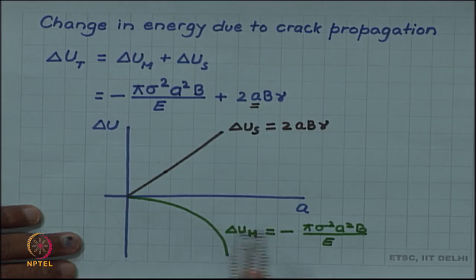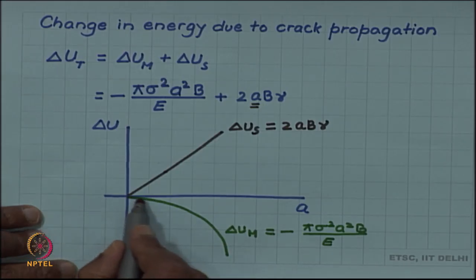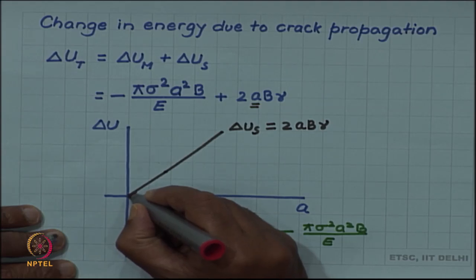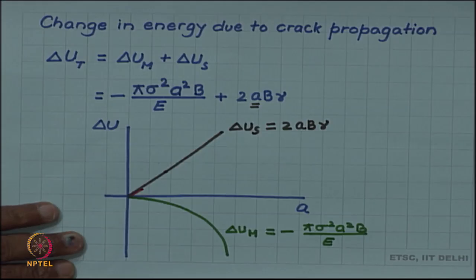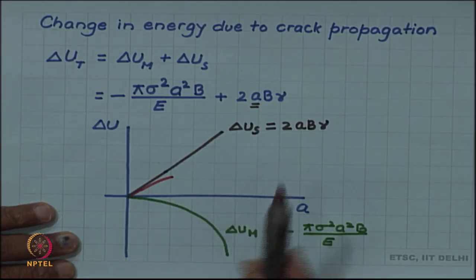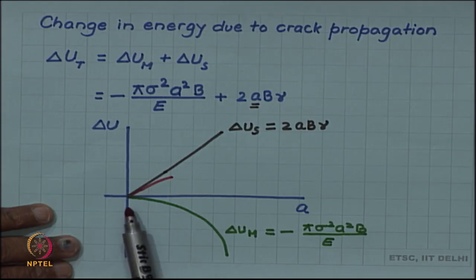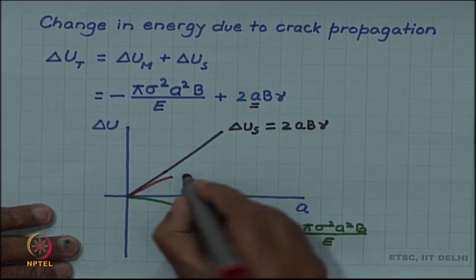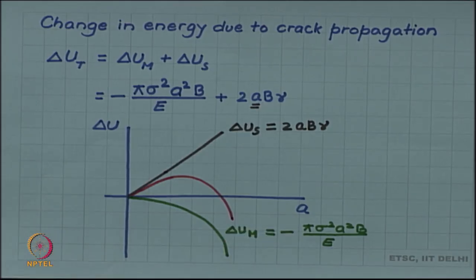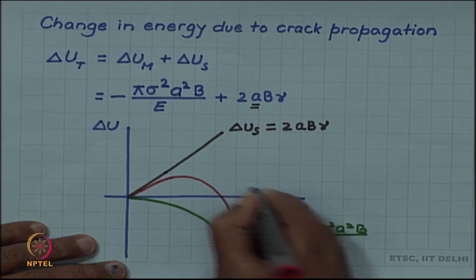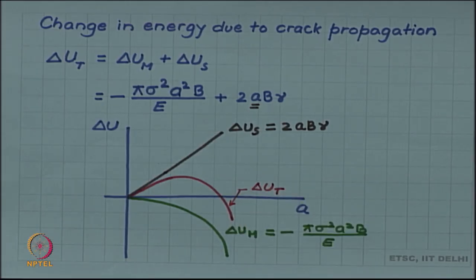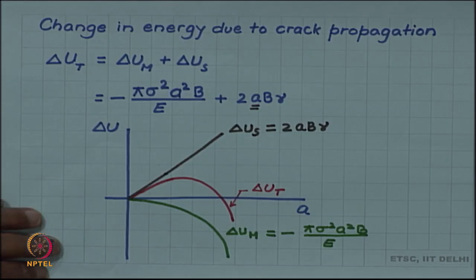You can see near the origin delta U m is very small because the slope is 0, whereas delta U s is of constant slope. So, initially the total will have a slope equal to that of delta U s, but gradually you can see that although delta U s is increasing with constant slope, delta U m is decreasing with increasing slope. So, gradually it will start becoming more and more dominant, and finally it will pull the curve down towards itself. So, this is delta U t. You can see now that in this curve there is a maximum.